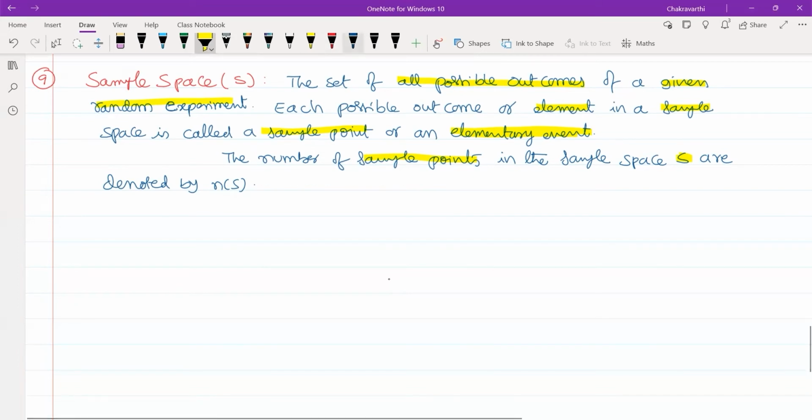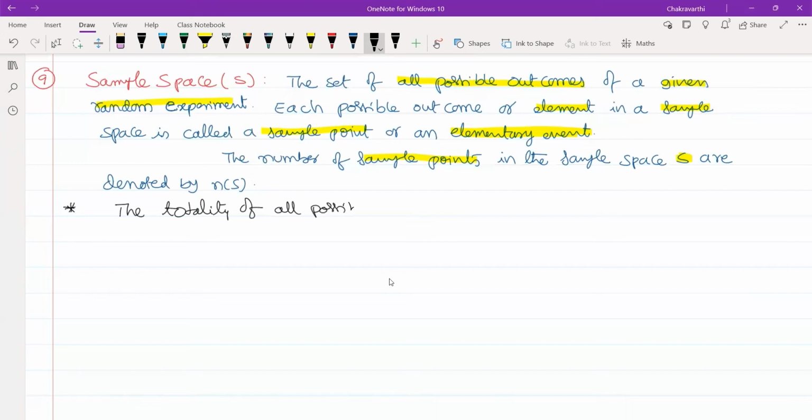One more definition for this case. Totality of all possible outcomes of a random experiment constitutes the sample space.